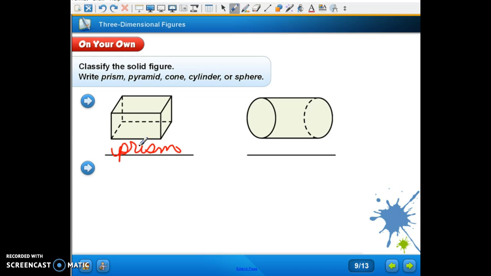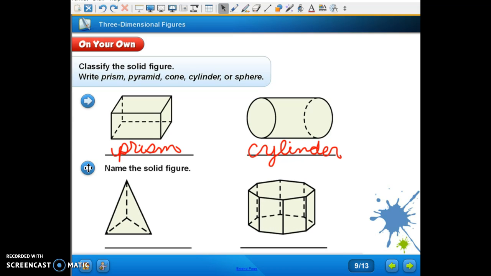Okay, how about, that is number 7. This is number 8. What is it? It has two bases, but only one curved surface. So it's a cylinder. And this one is number 10, I believe. And what shape is our base? A triangle. And is it a prism or a pyramid? Pyramid.